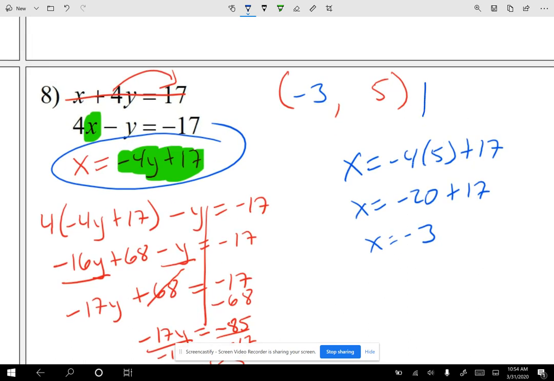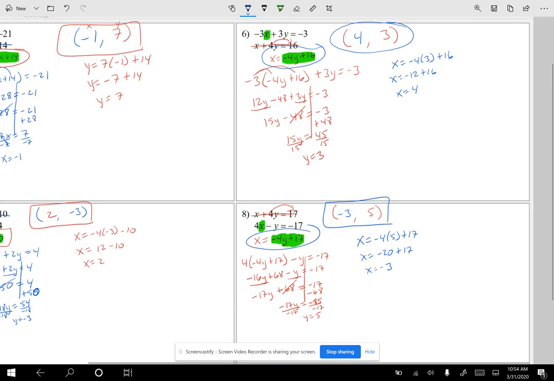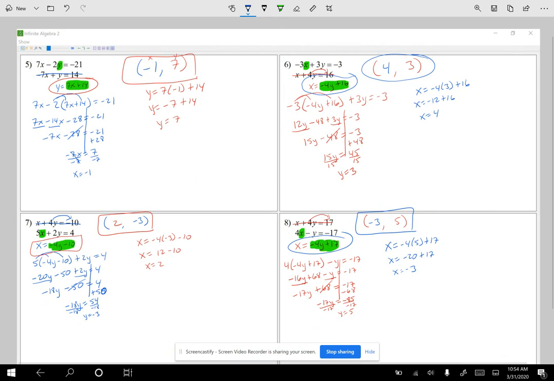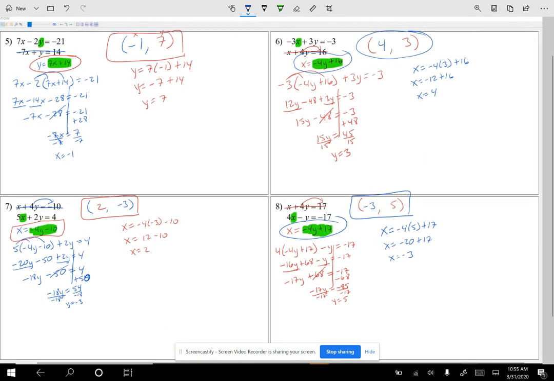Once you answer it, make sure you put them in alphabetical order, not which order you solve them. Alphabetical order, the x first and then the y. Make sure whenever you type it, there's a space after each comma. And that's how you solve by substitution.